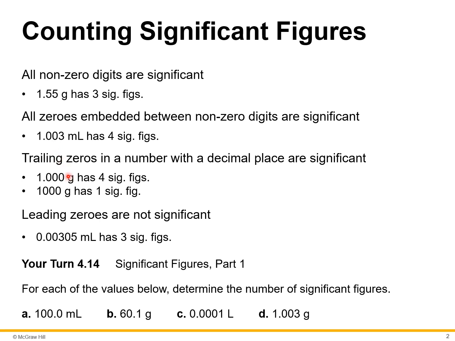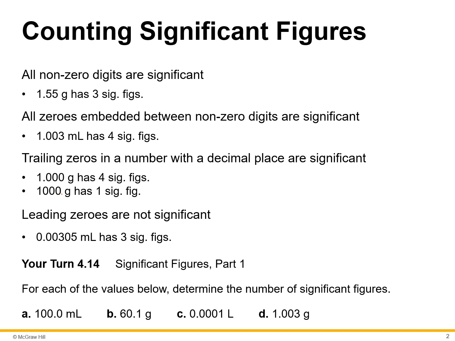Trailing zeros in a number with a decimal place are significant. So 1.000 is 4 significant figures. 1000 is 1 significant figure. These zeros in 1000 are not significant. However, if we had 1000 with a dot, that would be 4 significant figures, because we added a decimal there.